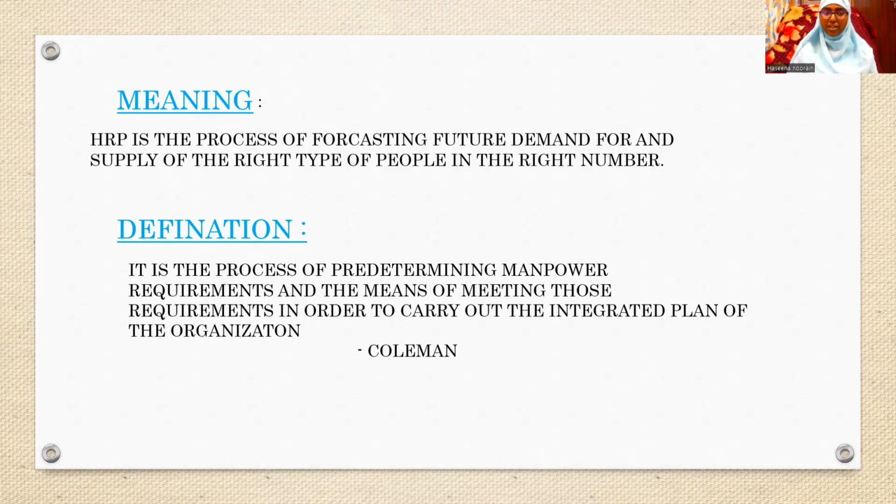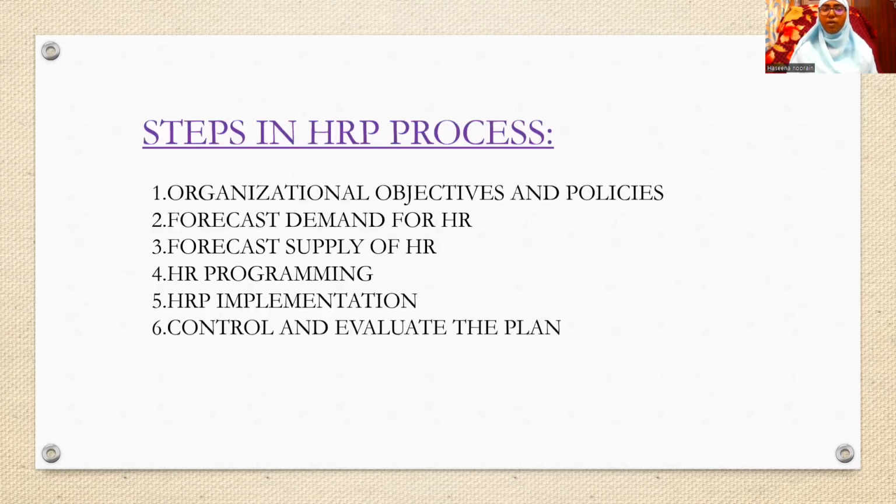According to Coleman, a process of predetermining the manpower requirements and the means of meeting those requirements in order to carry out the integrated plan of the organization is called human resource planning. Now, let us study the steps which occur in the human resource planning process.